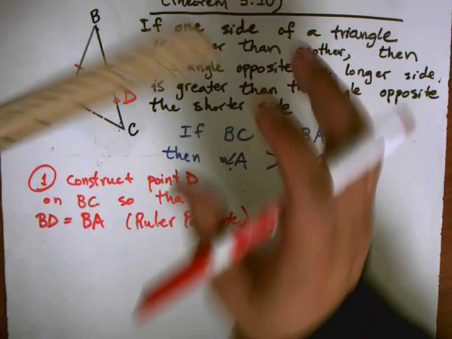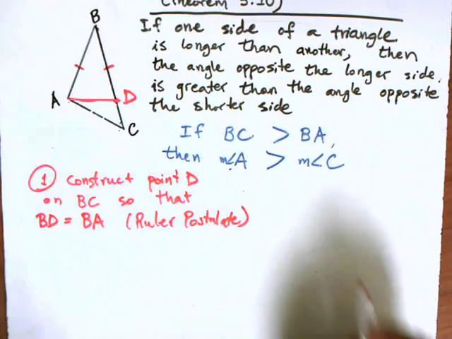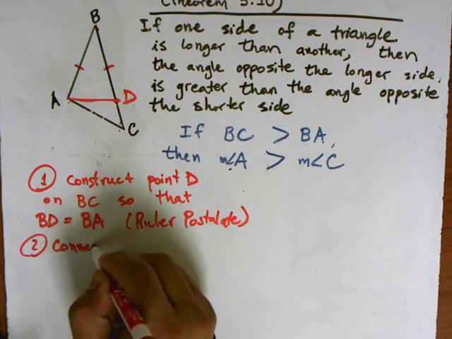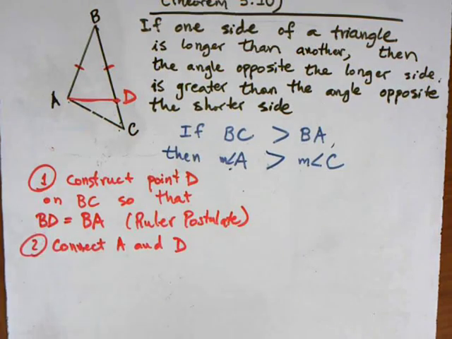So next thing I'm going to do is connect A and D. And that's really kind of the Ruler Postulate again. It says that if you have 2 points, I can connect them with a straight line. All right. Now, with this in mind, I am going to start naming some angles in here so that it's going to help me a little bit more in my proof.